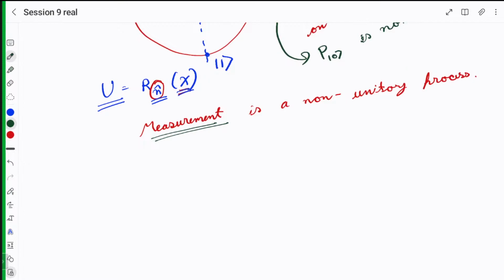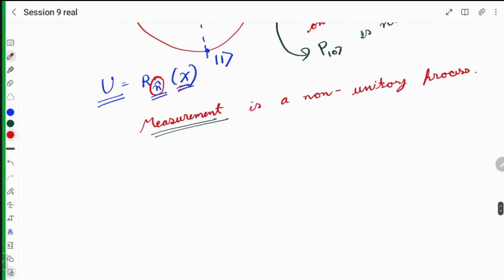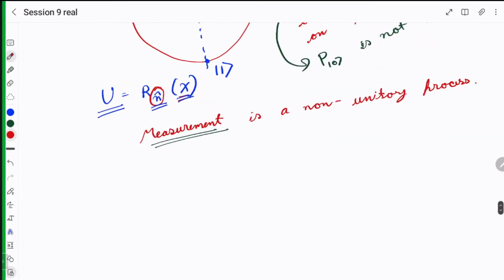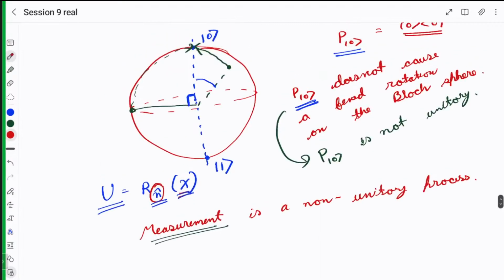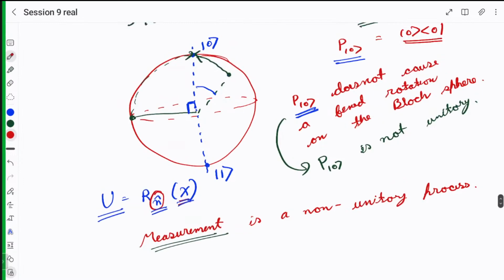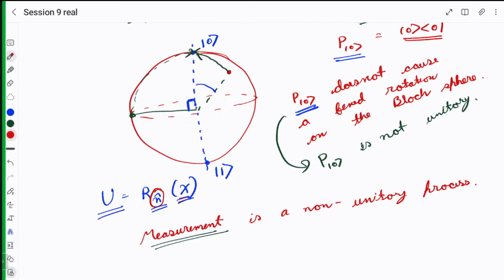Now, if this is clear, then let's move on. Let's ask the question, is it not a rotation then? No, it is not a rotation, as you have seen that it is not rotating by a fixed amount. Yeah, at the end of the day it is some rotation, but it is not a fixed rotation. Even in measurement, if I input a normalized state vector, I will get a normalized state vector. But the rotation is not fixed.